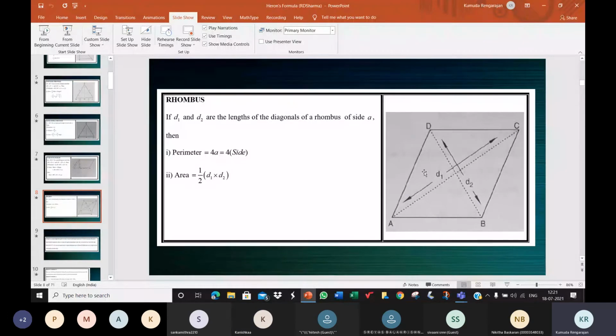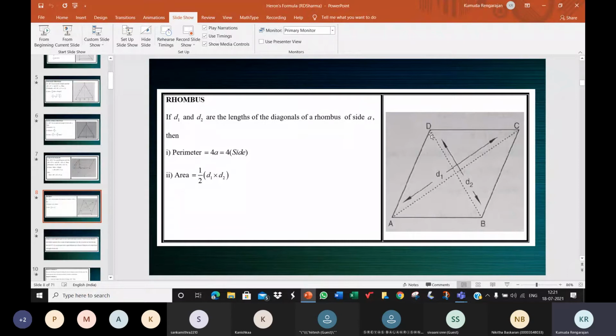So now, these four triangles are right triangles. Why are they right triangles? Because the property is that the diagonals meet at right angles, and they bisect each other. That means they cut each other equally.